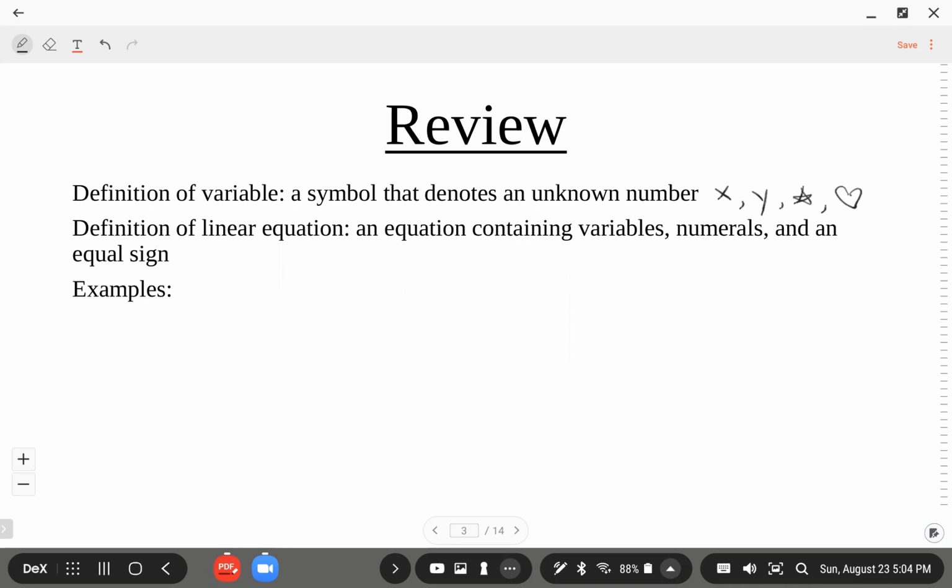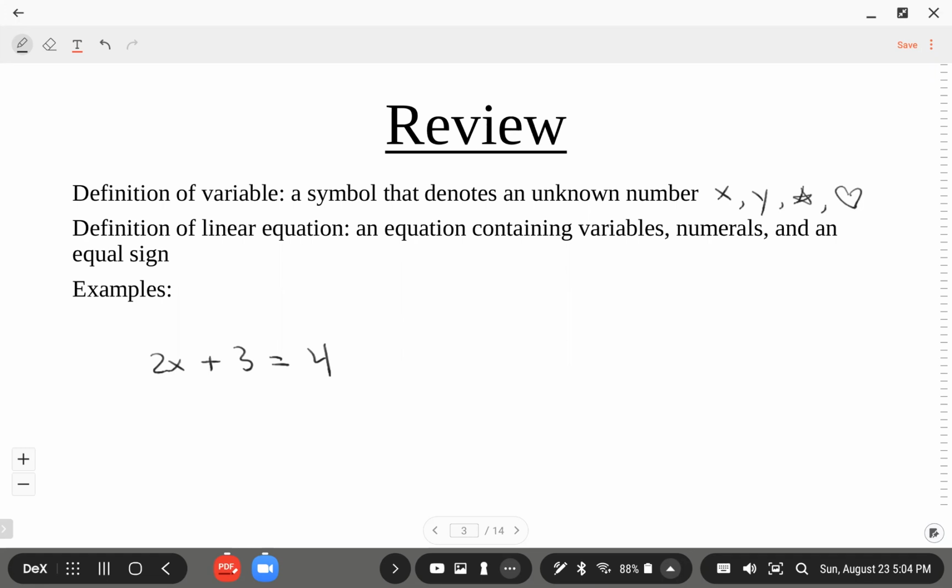And then the definition of a linear equation is an equation containing variables, numerals, and an equal sign. So let's look at some examples of linear equations. Okay, so let me come up with one. Let's say 2x plus 3 equals 4. Okay, so this is an example of a linear equation.